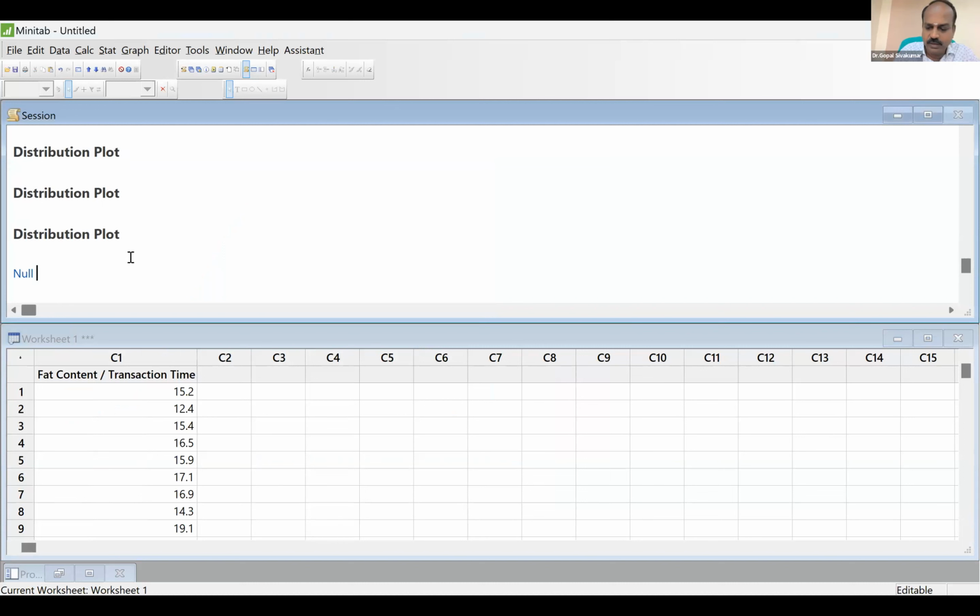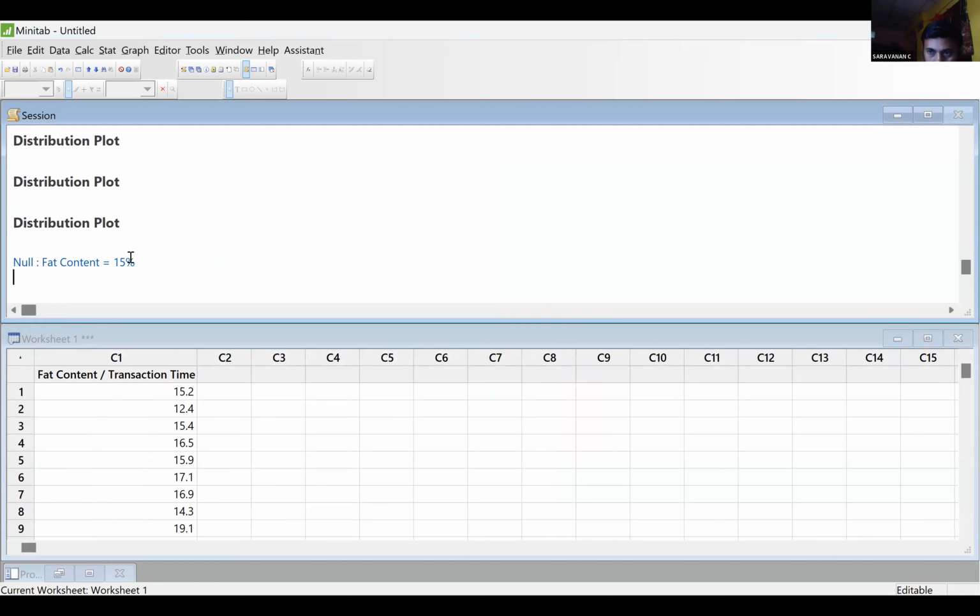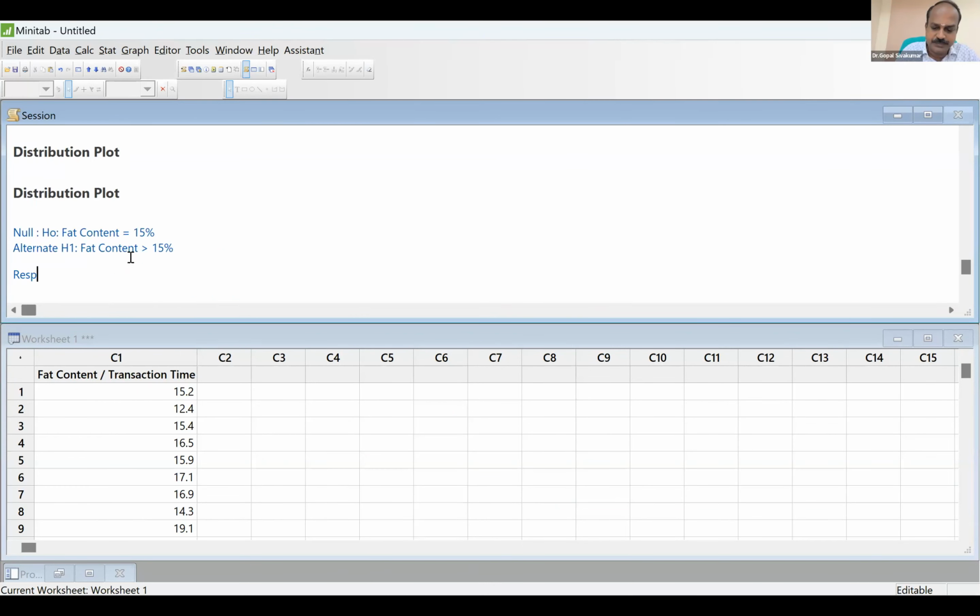Now the null hypothesis. What is null? Fat content is 15%, and my doubt is the alternate. So null, what is the symbol? H0. Alternate, H1: my doubt is that fat content is more than 15%. And the data are the response variable. Response variable means the Y variable. What is the Y variable here? Fat content. Fat content is continuous.